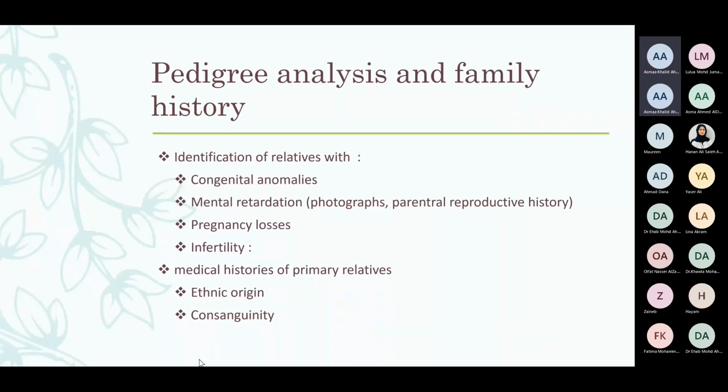If you have an anomaly, you have to go to family history and pedigree analysis. You have to make sure to identify relatives with congenital anomalies, any relative with mental retardation, any previous pregnancy losses, any history of infertility, and you have to take the medical history of the primary relatives. Certain diseases are more common in certain ethnicities than others, and consanguinity, as you know, will increase the risk, especially of autosomal recessive and certain types of diseases in families.